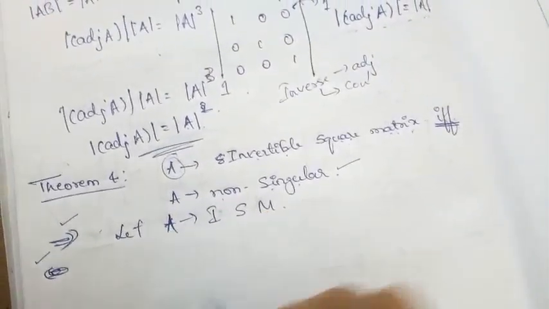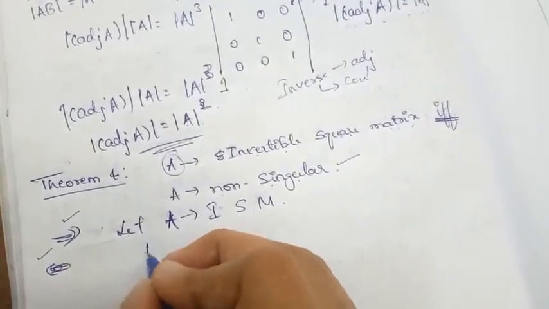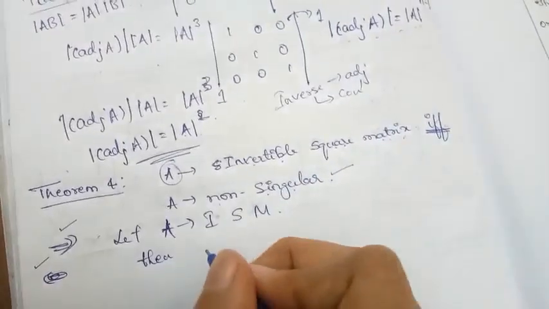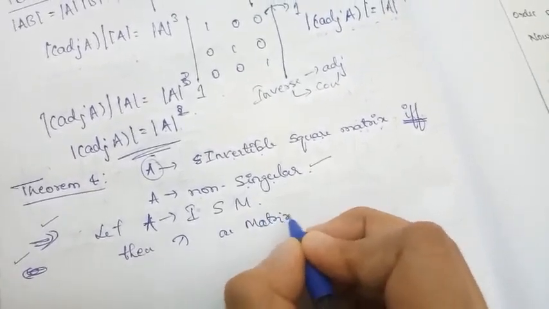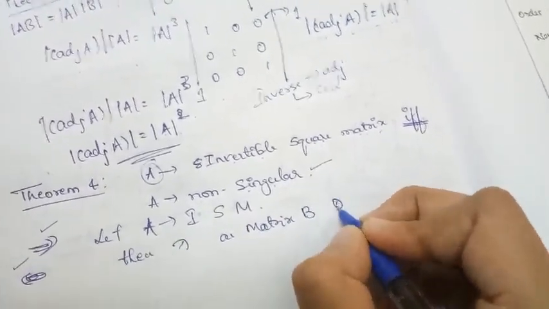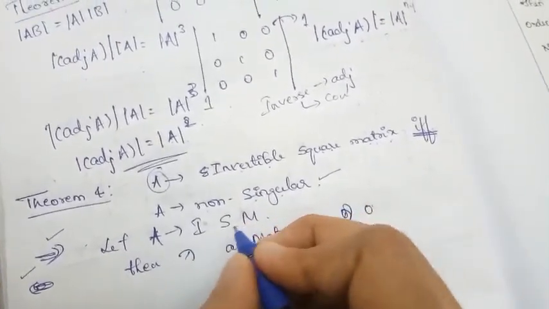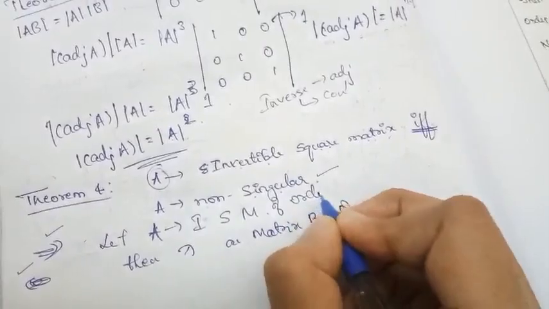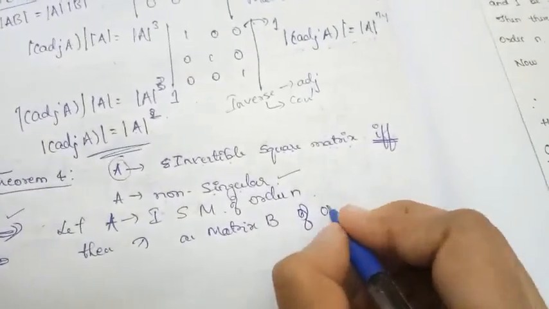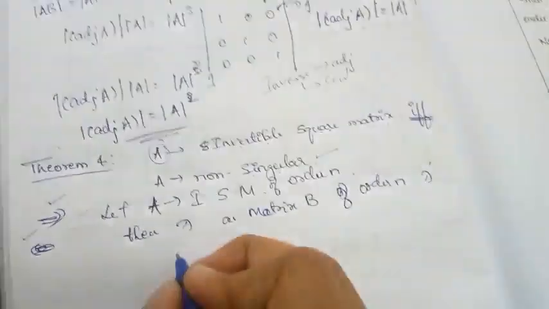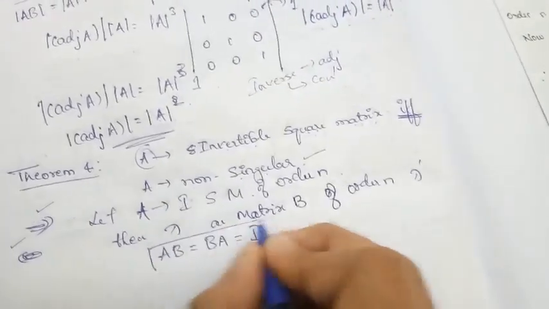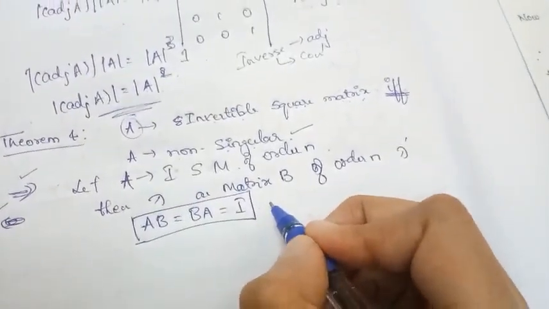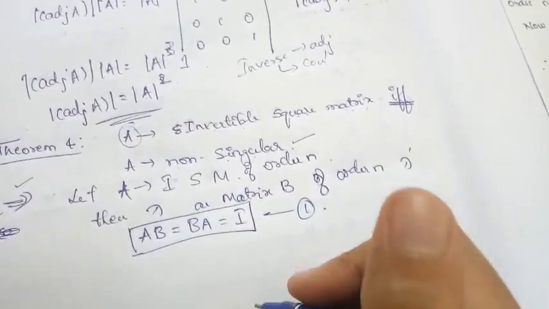If A is an invertible square matrix, then by the definition of the inverse of a matrix, if I consider it is of order n, there exists a matrix B of order n such that AB equals BA equals I. This is what we learned in the invertible matrix, right? I'll call this equation 1.